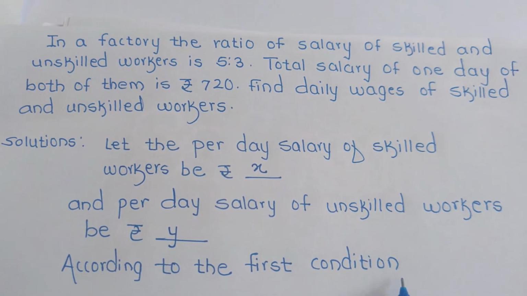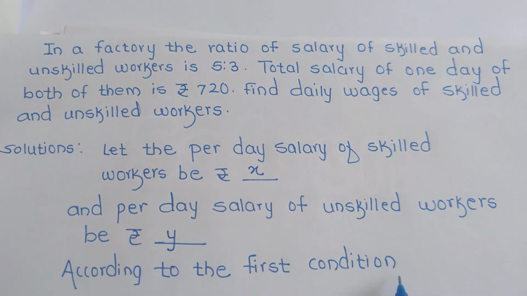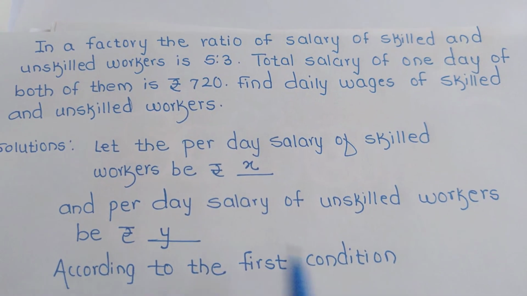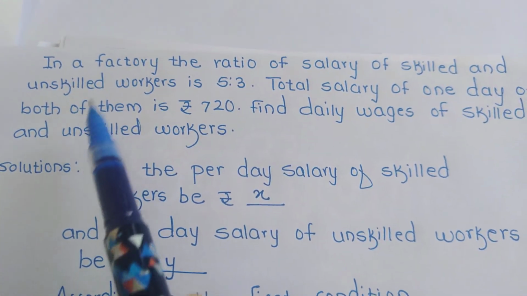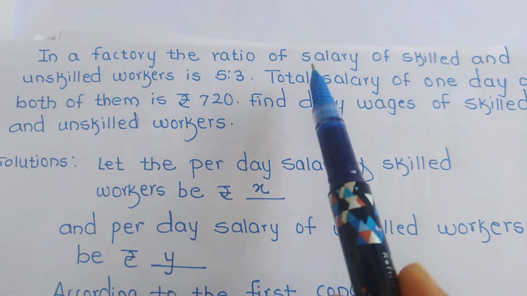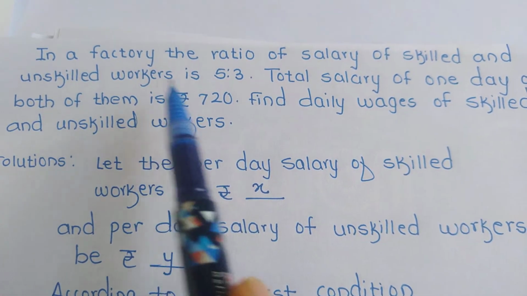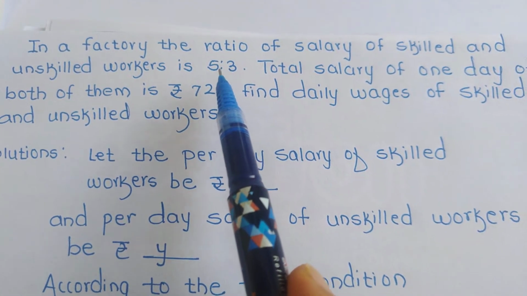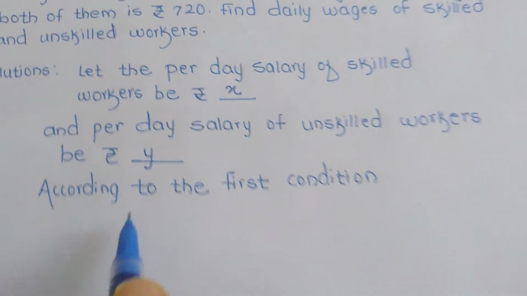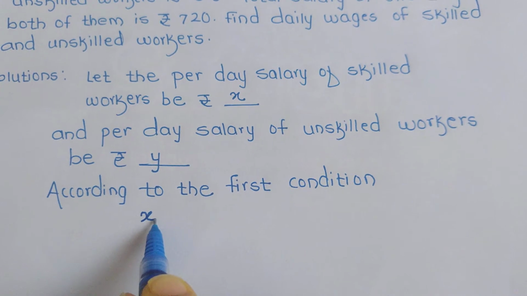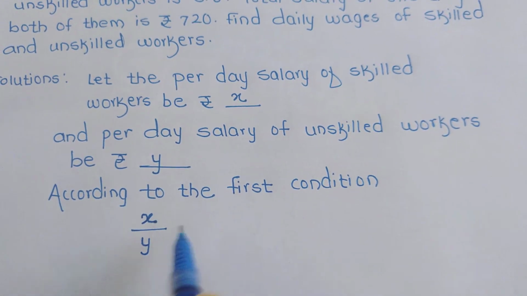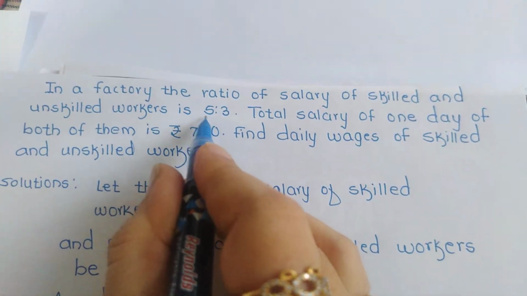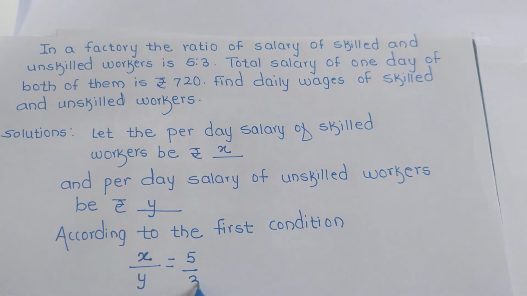As already explained in the previous video, a word problem is to be read very properly. Conditions of equations are hidden in the word problem. So let us see the word problem again. In a factory, the ratio of salary of skilled and unskilled workers is 5:3. This is the first condition, that the ratio is 5:3. Ratio means salary of skilled worker upon salary of unskilled worker, so we write here 5/3.